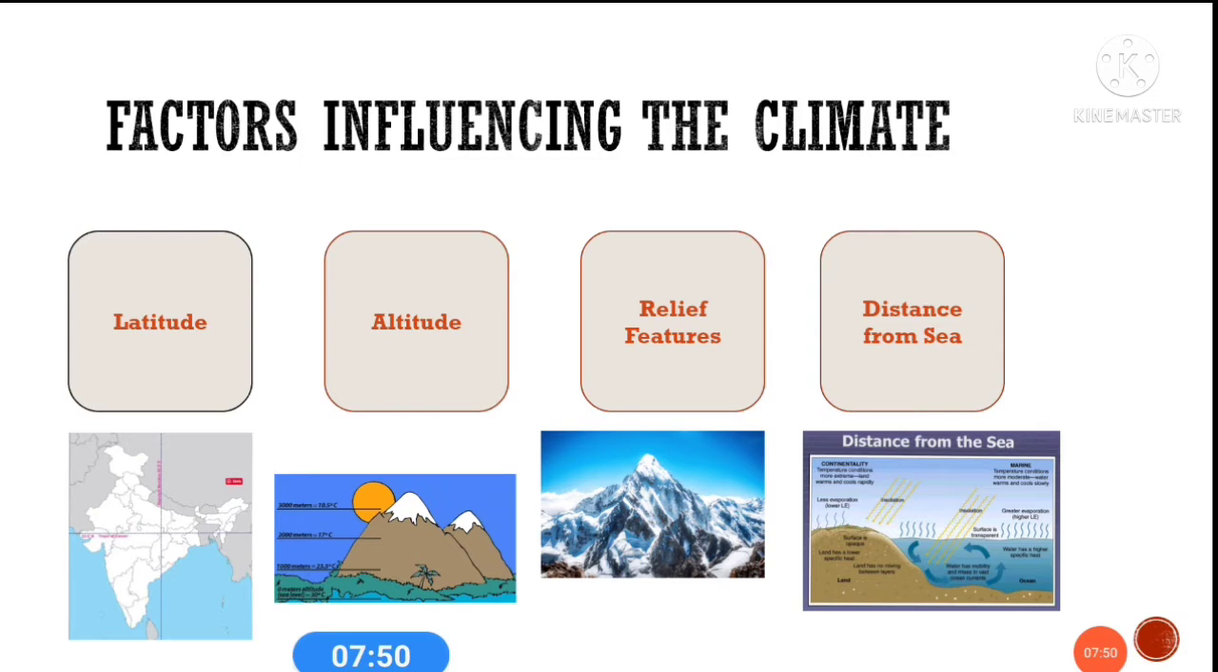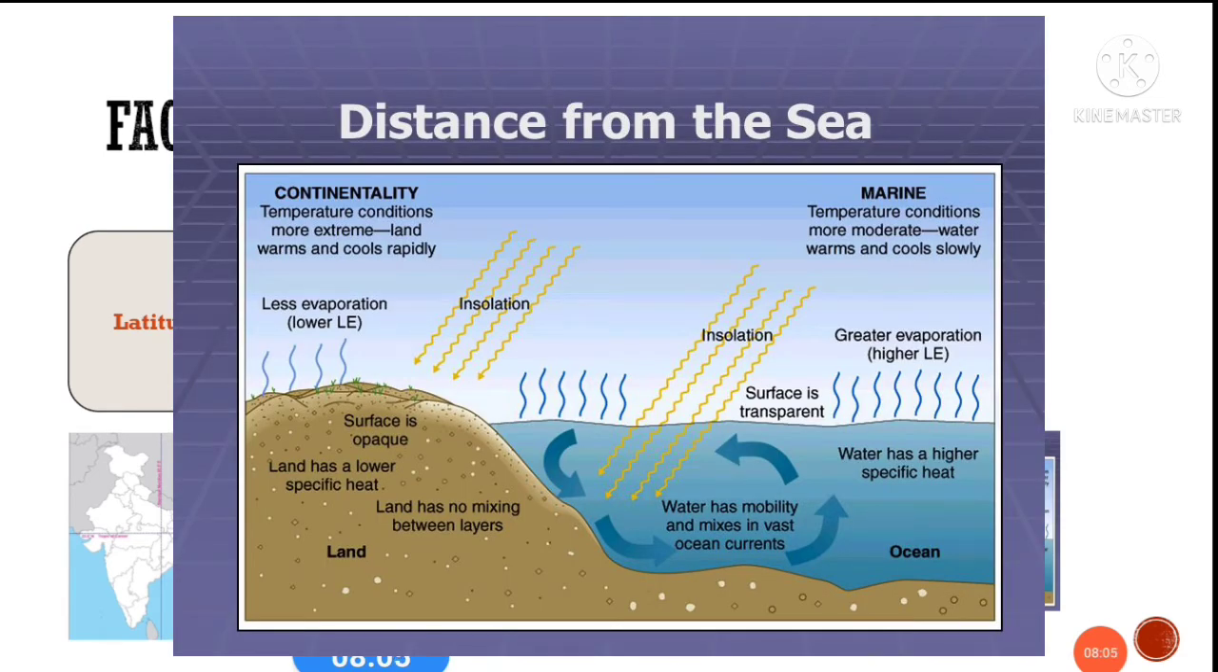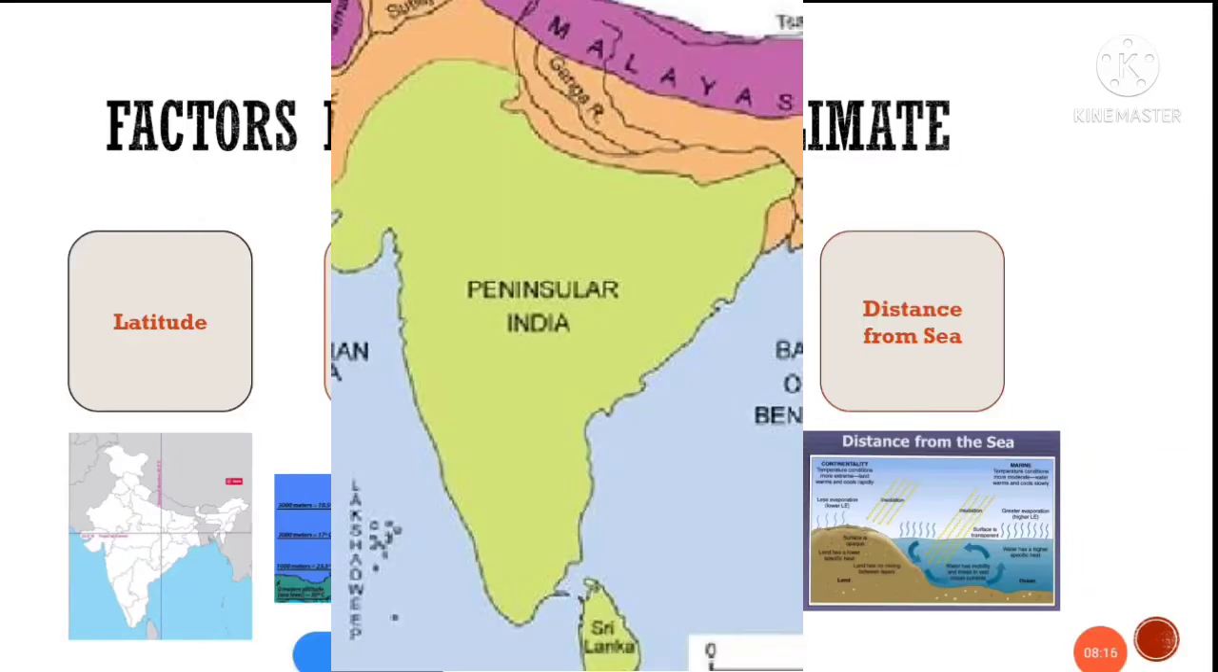Now the next one is distance from the sea. Distance from the sea also has a major impact on the distribution of climatic conditions of India. Places near the sea will experience cool breeze. This makes the climate near the sea pleasant and equable, a maritime type of climate. Peninsular India, which is surrounded by large water bodies on three sides, obviously has coastal areas with the moderating influence of the sea, and they enjoy an equable type of climate throughout the year, not very hot, not very cold.